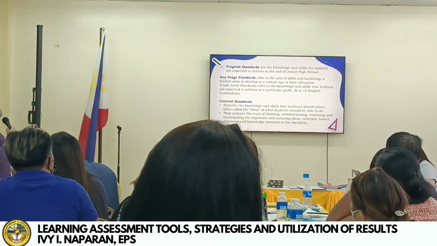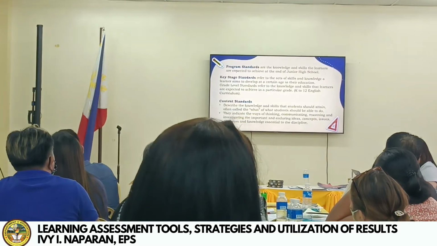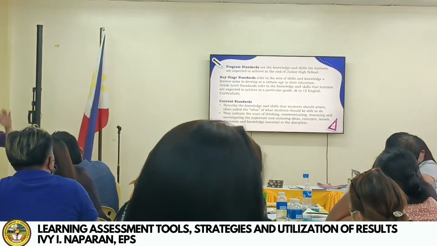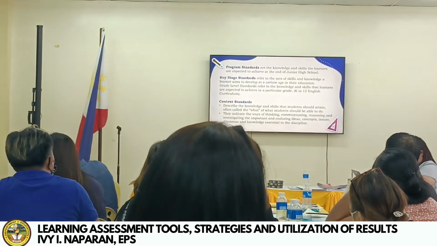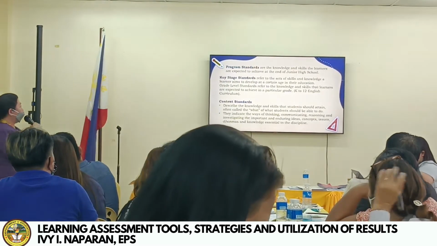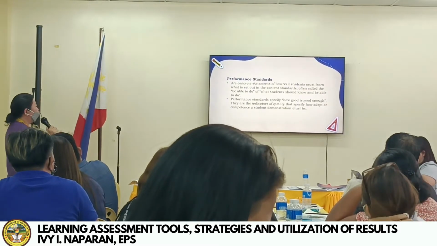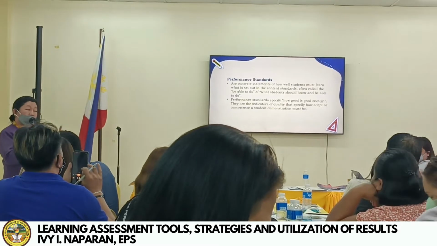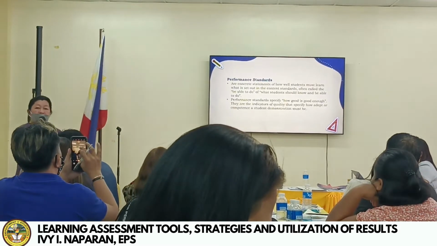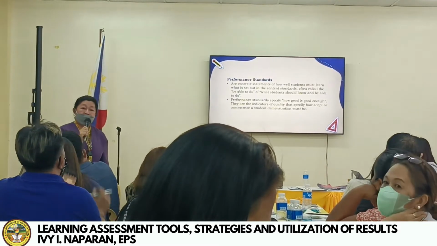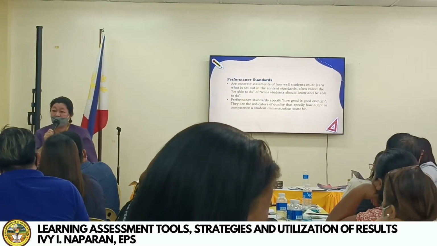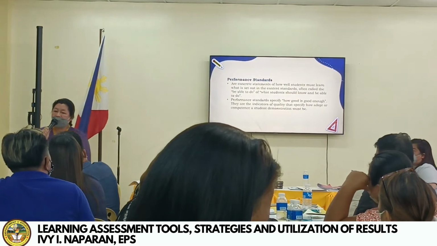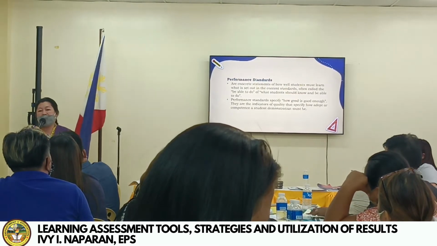Content standards describe the knowledge and skills the students should attain. This is what we call the what. What are those that are to be learned? And the next standard is the performance standard. The how. You're given already the what. No? The content. Now, the how. This is now the performance task. Diba? Our teachers are giving performance tasks. That's already measuring the content standards through the how.